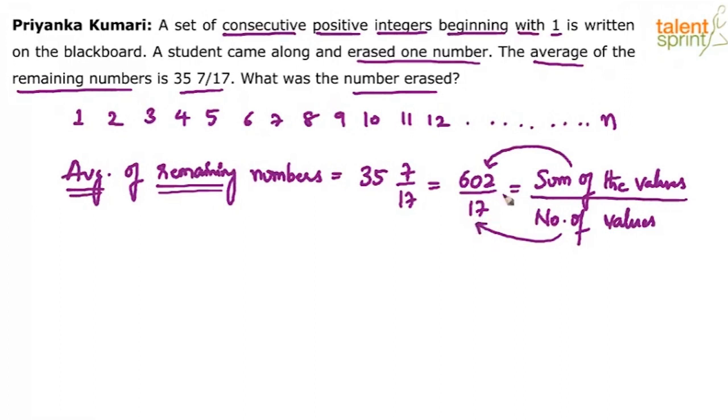That means originally there were 18 numbers. What do you mean by remaining? One number was erased, right? A student came along and erased one of the numbers. So if the remaining numbers are 17, that means originally there were 18 numbers. And what will be the sum of the first 18 numbers? You know the concept of the sum of first n consecutive numbers.